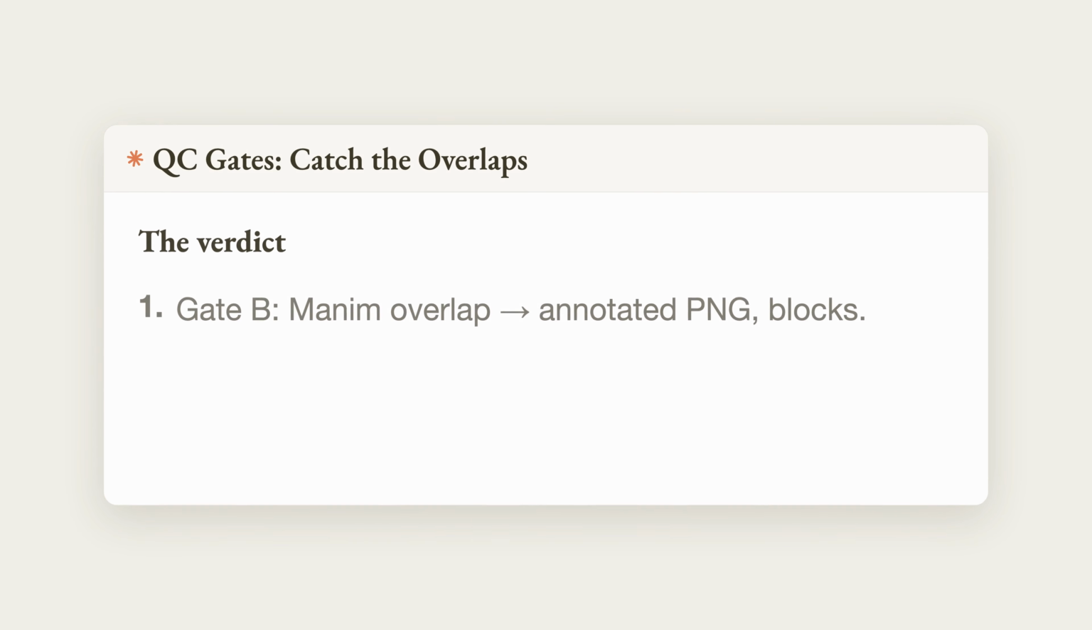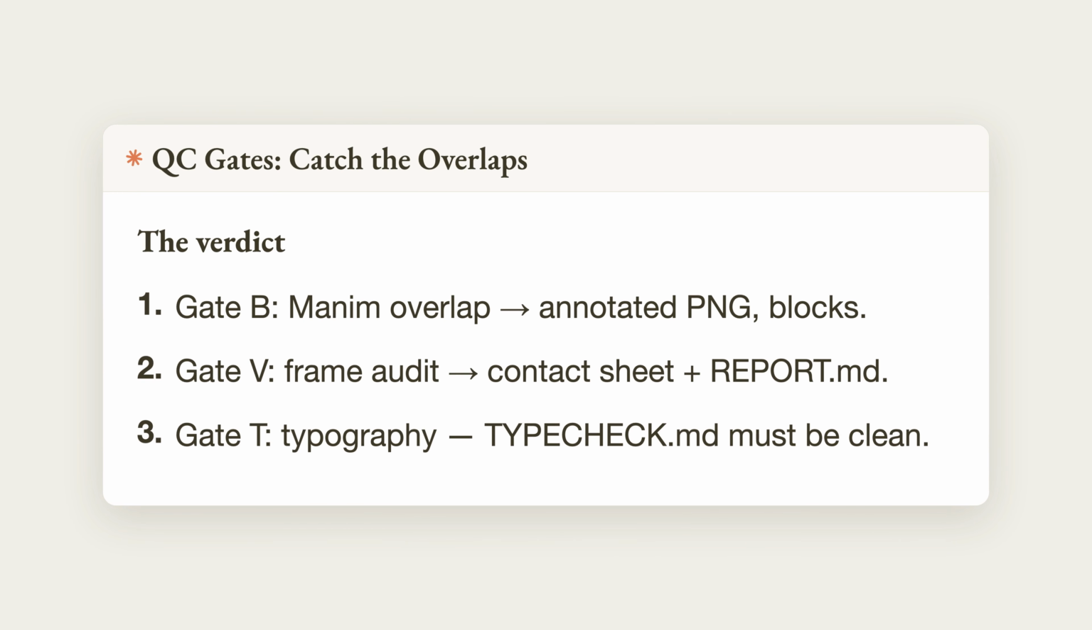The verdict: ARTQC=1 always. Gate B catches manim overlaps after render. Gate V catches the compiled cut at the pixel level. Gate T catches typography, and it blocks before you ship. The gates exist so you do not ship the mistake.